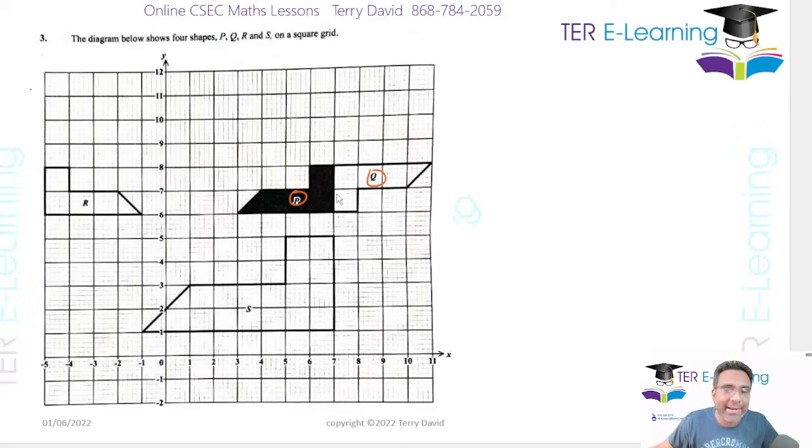Now, when you are describing a rotation, if you all remember last night, I said you have to state what the center of rotation is, you have to state whether it's clockwise or anti-clockwise, and you have to state what the angle is. Now, if I rotate that solid shape around this point here, that point is 7, 7. So you're rotating that shape P about 7, 7, and you're rotating it 180 degrees.